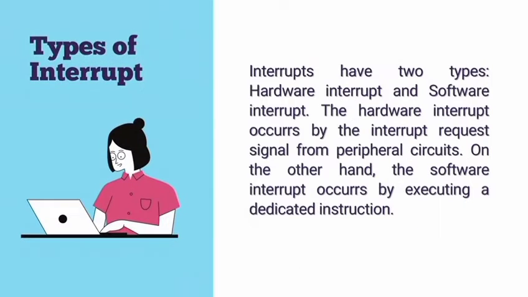Next, the types of interrupt. Basically, interrupts have two types: hardware interrupt and software interrupt. The hardware interrupt occurs by the interrupt request signal from peripheral circuits. On the other hand, the software interrupt occurs by executing dedicated instructions.